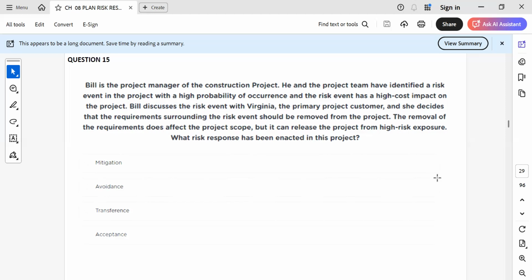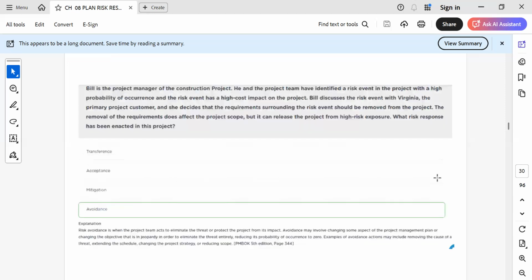So this is also avoidance, because they are removing the requirements, cutting the scope. Because they are cutting it, the risk becomes zero.